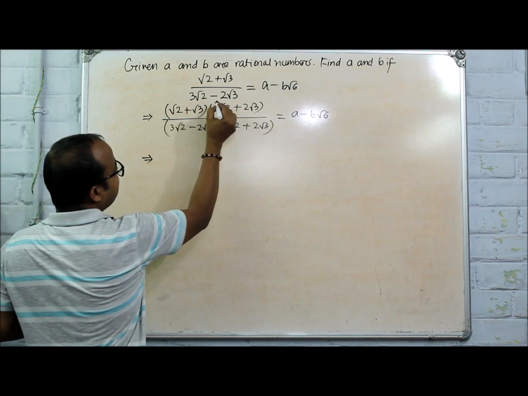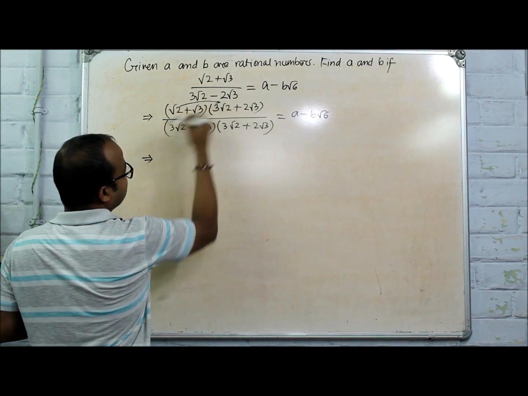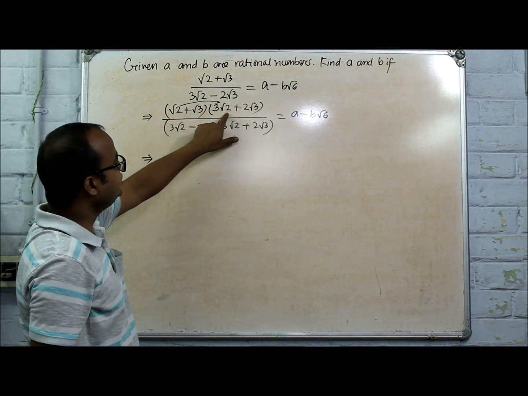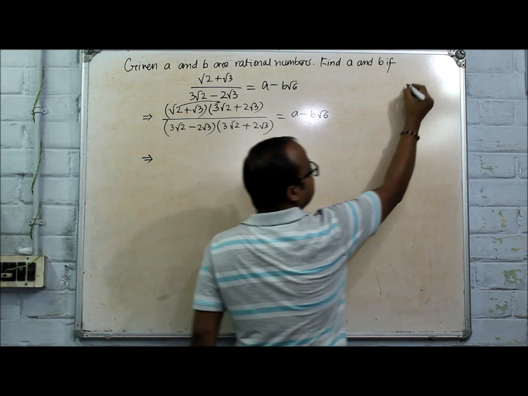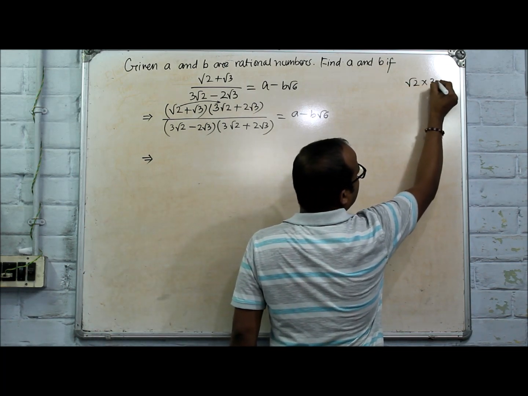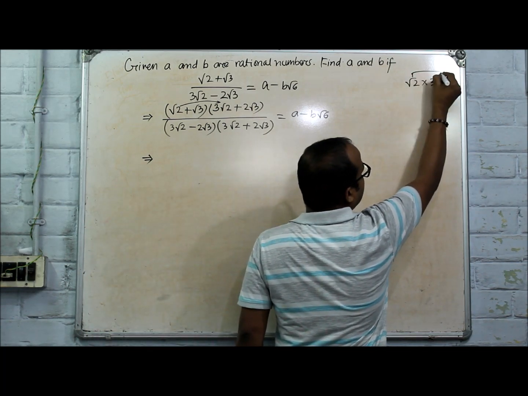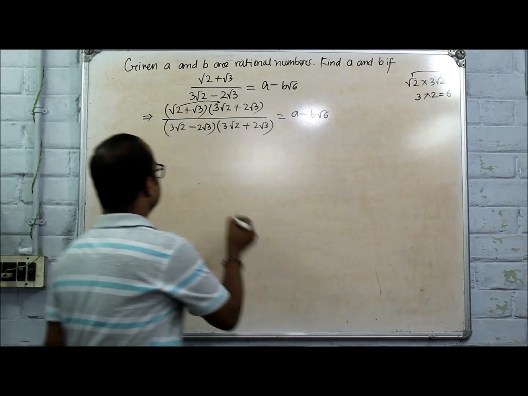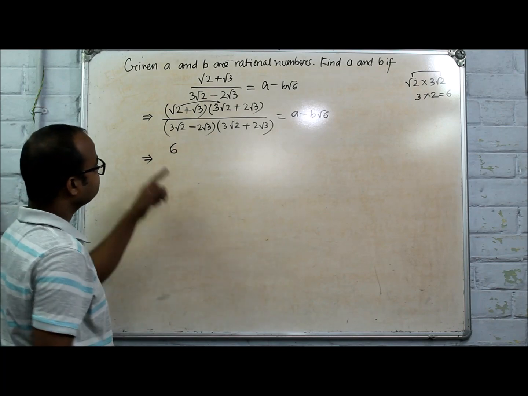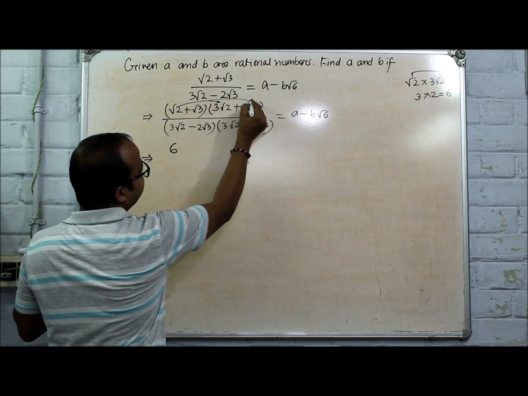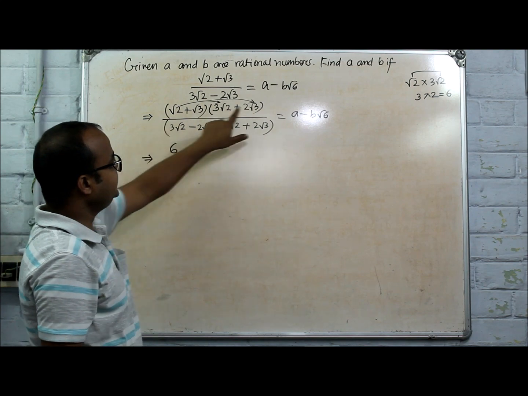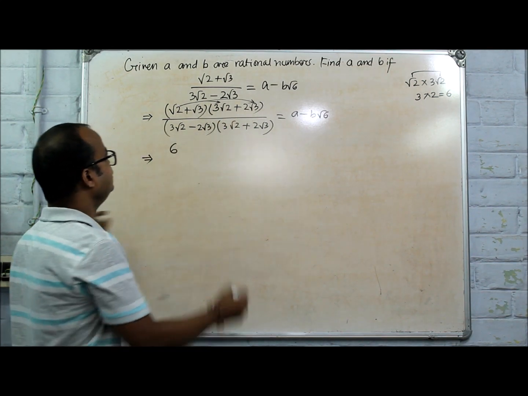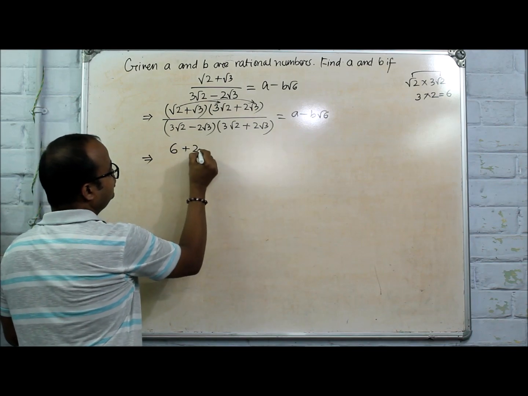Now, if we simplify the numerator first, we need to multiply these two. Root 2 into 3 root 2: root 2 into root 2 is 2, multiplied by 3, it is equal to 6. So we write here 6. If you multiply these two, root 2 into root 3 is equal to root 6, multiplied by 2. So it will become 2 root 6.